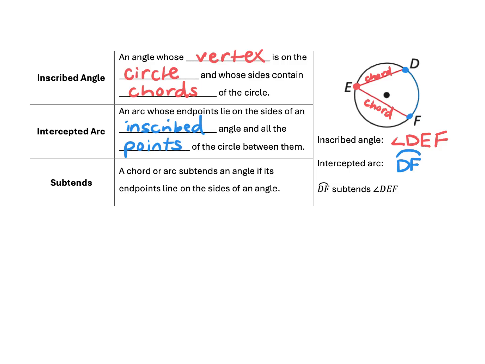And then our final term here is the word subtends. A chord or arc subtends an angle if its endpoints lie on the sides of the angle. Notice that in this picture, the endpoints of arc DF, point D and point F, lie on the sides of angle DEF, which means arc DF subtends angle DEF. So there's our arc, and DEF is the inscribed angle.